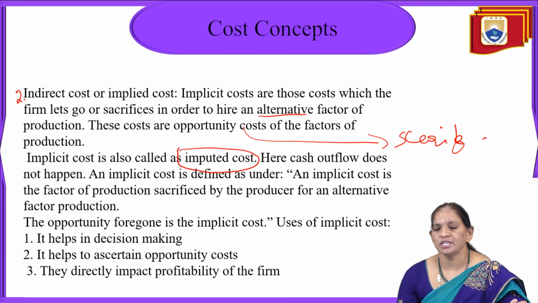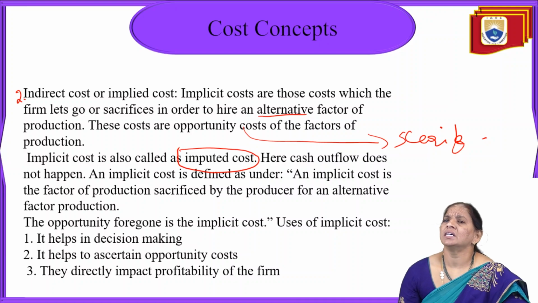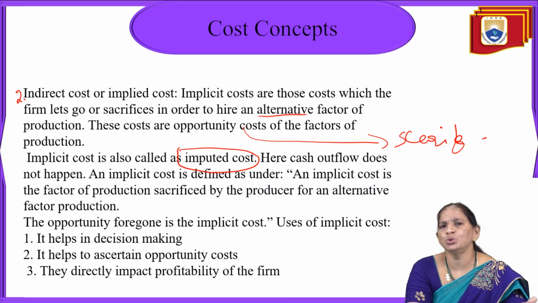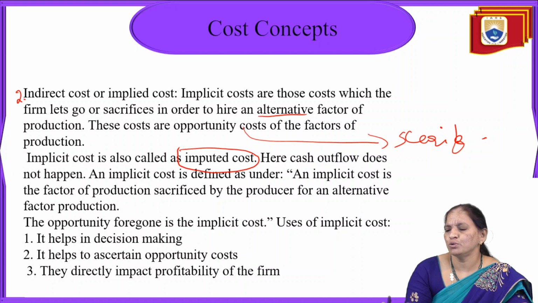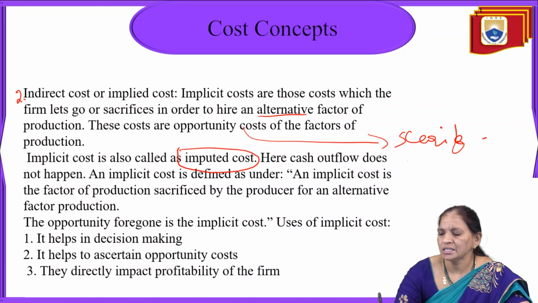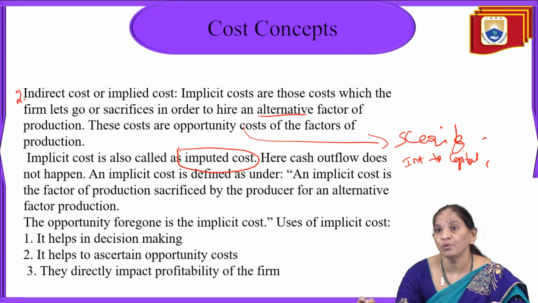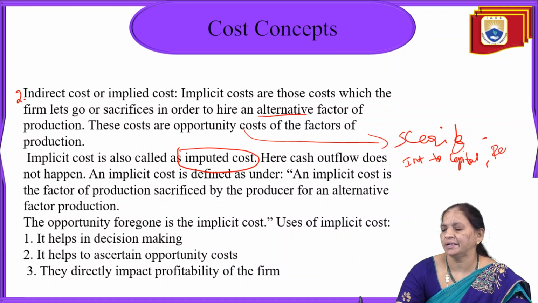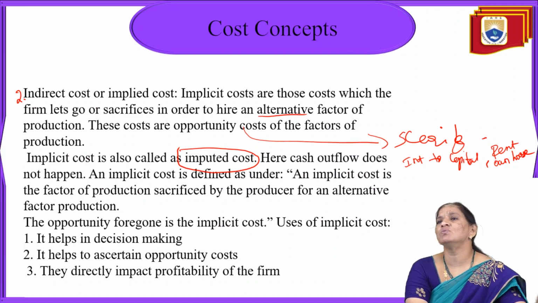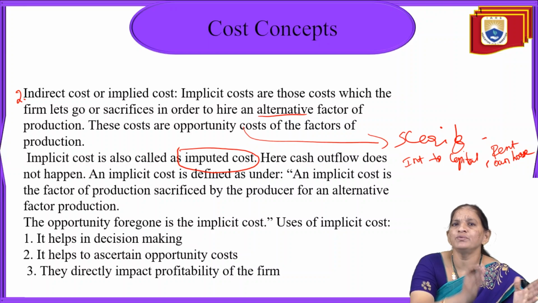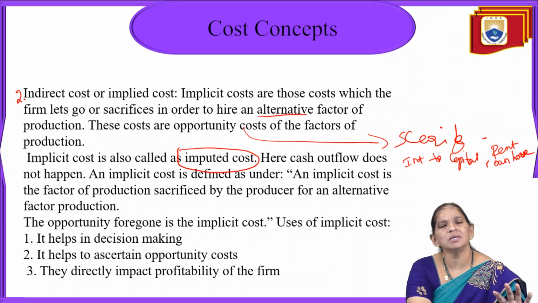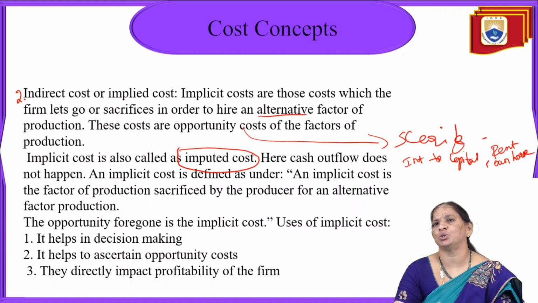This implicit cost has another name, imputed cost, where no cash flow happens. Sometimes we say I paid, but I am unable to show it in the cash flows. These imputed costs are like interest on capital, or rent for our own premises or own house. In the accounts, the premises will be paid rent just in the format of showing it, but actually no cash flows take place.